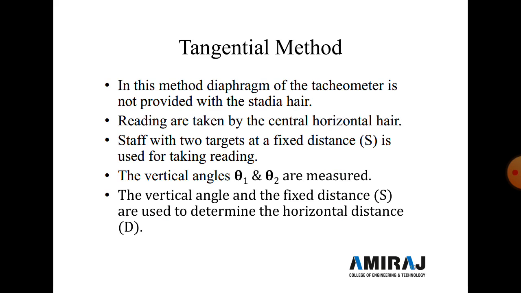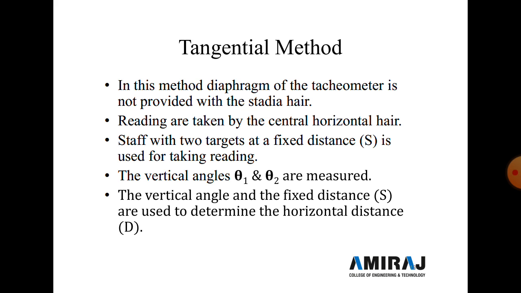Now next is the tangential method. In this method the diaphragm of the tachometer is not provided with stadia hairs, and readings are taken by the central horizontal hair. Only a single hair is provided, upper and bottom hairs are not provided, and a staff with two targets at a fixed distance S is used for taking the reading. In the tangential method we measure two angles, theta 1 for the upper target and theta 2 for the lower target, and the vertical angles and the fixed distance S are used to determine the horizontal distance.